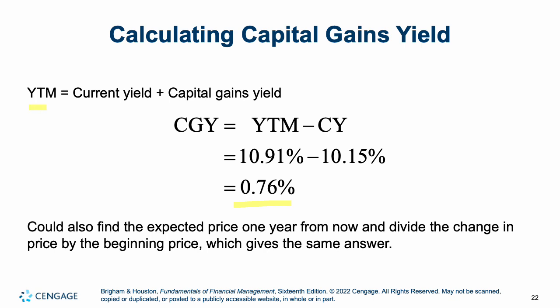Remember, yield to maturity is your current yield plus your capital gains yield. Since we know both the yield to maturity, which we found before, and the current yield, 0.76%, a little under 1%, is our capital gains yield. You could also find the expected price 1 year from now and divide the change in price by the beginning price, and you would get the exact same answer here.